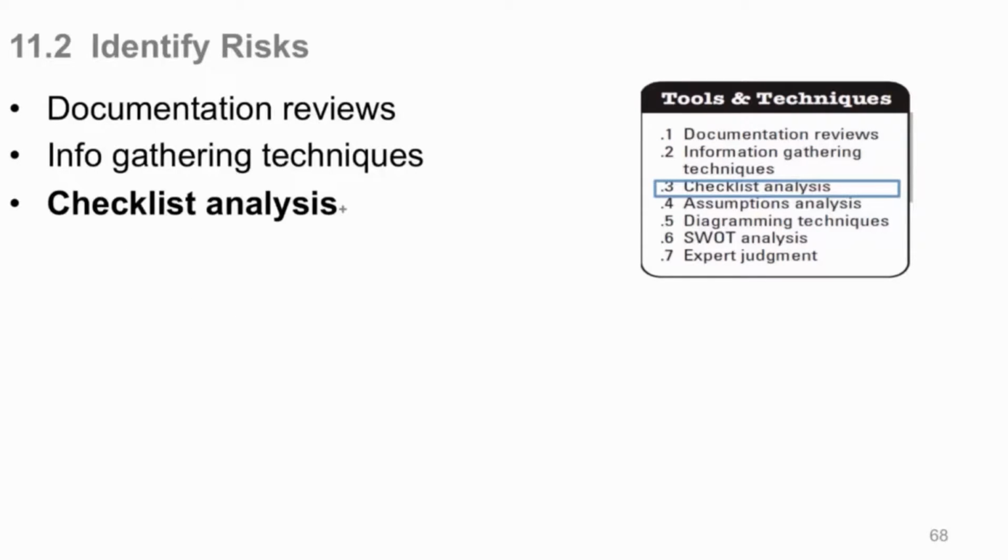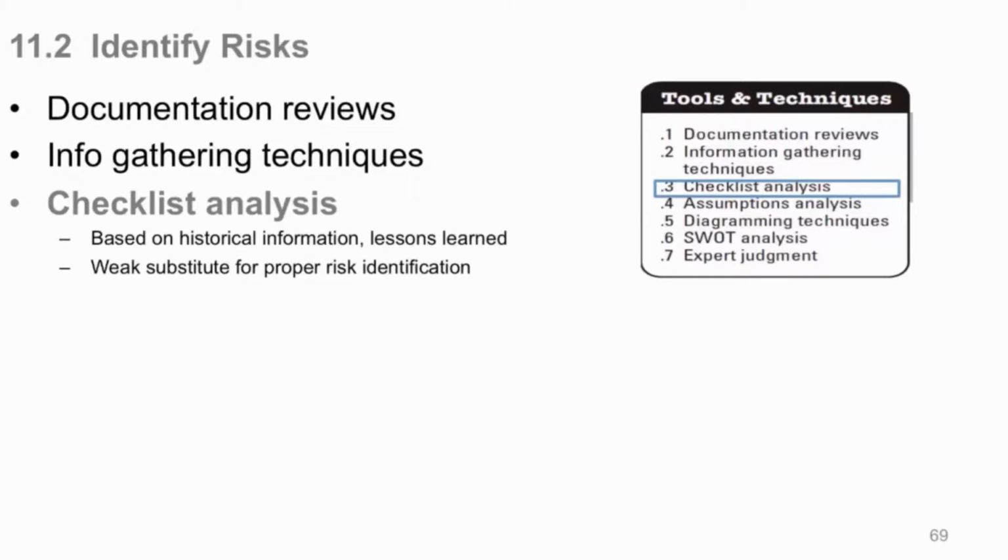Checklist analysis. Based on historical information and lessons learned, you're going to go research and make a checklist of here's what I found from other projects, risks. It's a weak substitute for real risk identification, but if this is all you do, or much of what you do, at least it's something. But that's a technique you could use, looking at old projects, lessons learned, and so on.